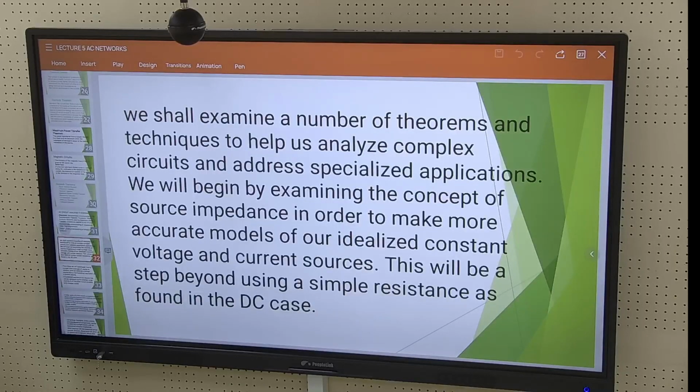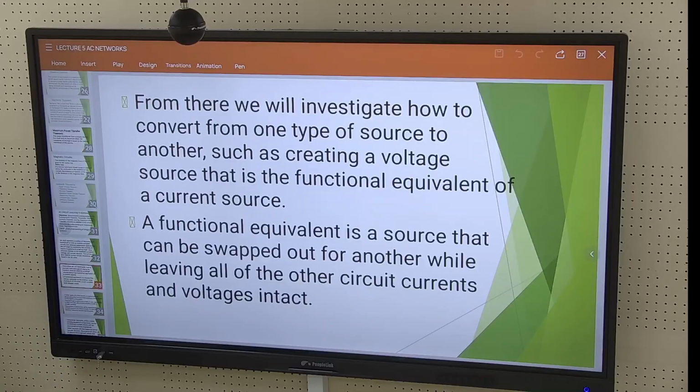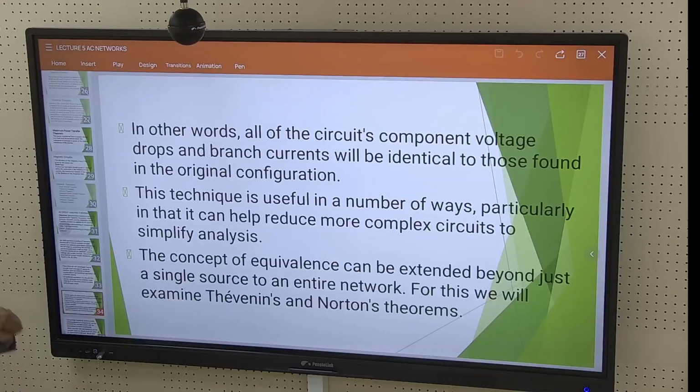We have a slightly complicated circuit using this AC circuit. From there, we will investigate how to convert from one type of source to another, such as creating a voltage source that is the functional equivalent of a current source. The functional equivalent is a source that can be swapped out for another while leaving all the other circuit currents and voltages intact. In other words, all the circuit component voltage drops and branch currents will be identical to those found in the original configuration. This technique is useful in a number of ways, particularly in that it can help reduce a more complex circuit to simplify analysis.